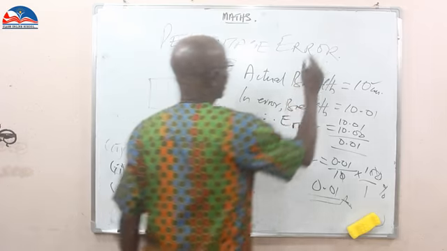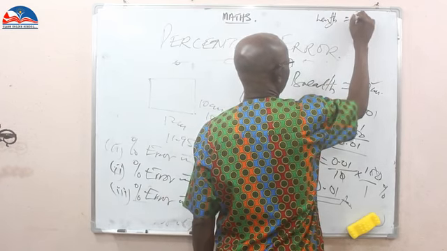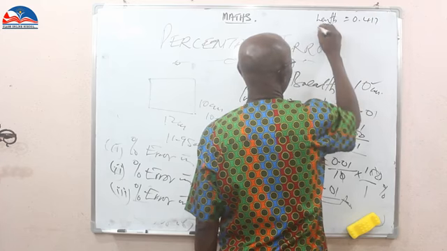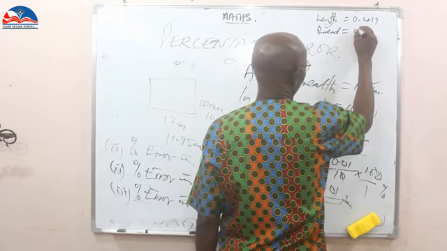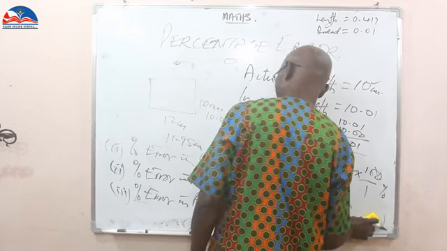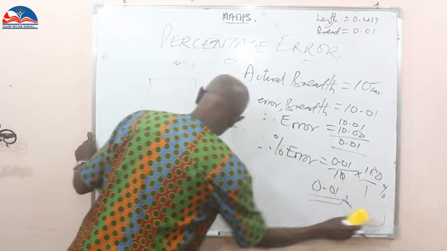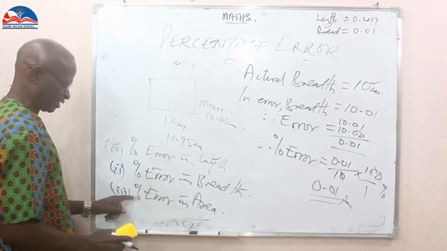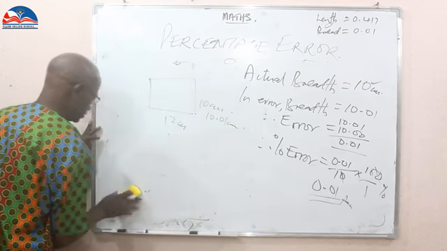Now remember, in the length we got 0.417. In the breadth we got 0.01, because we are going to need it. Now we've done the length and the breadth. Now let's go to area. What is the actual area, before I go to the error in the area? Actual area, number 3.